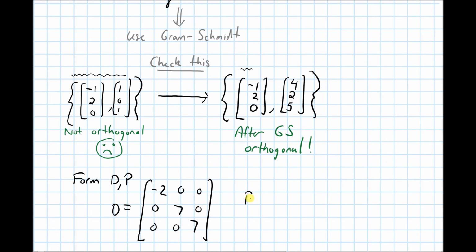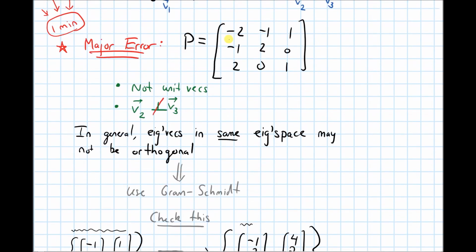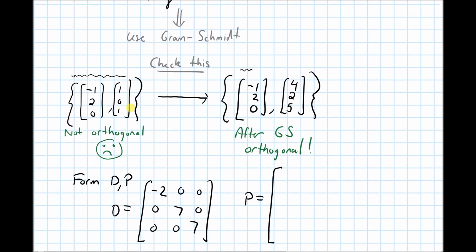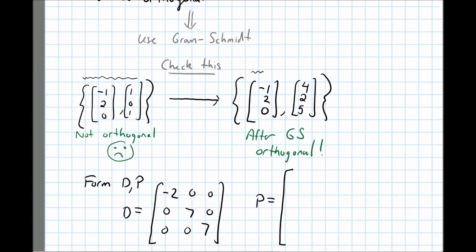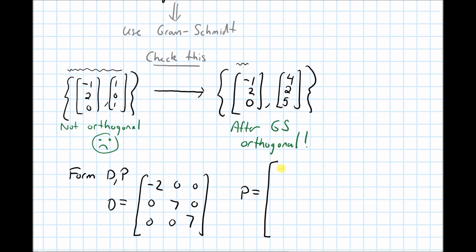And now we form P. To form P, I have to normalize all my eigenvectors. So the first eigenvector was -2, -1, 2. It turns out the length of that vector is 3. So if we divide by 3, the first column of P will end up being -2/3, -1/3, and +2/3.